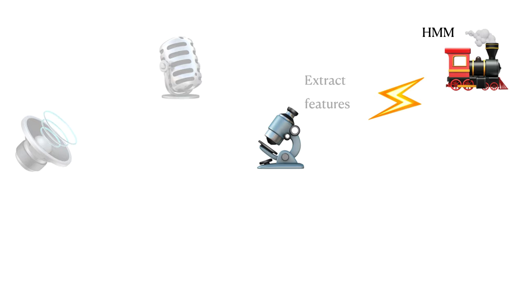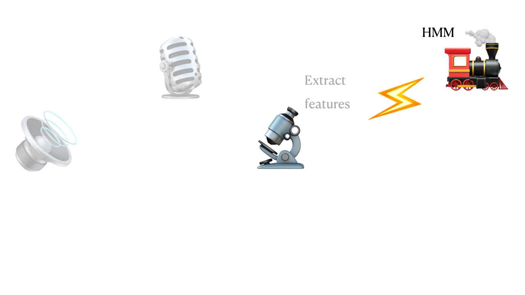Those features are then in a time series. So the speech signal is broken up into a series of discrete time segments. And for each of these time segments, there will be a set of associated features, features extracted from that part of the sound wave. At this point, we make use of a computational model.